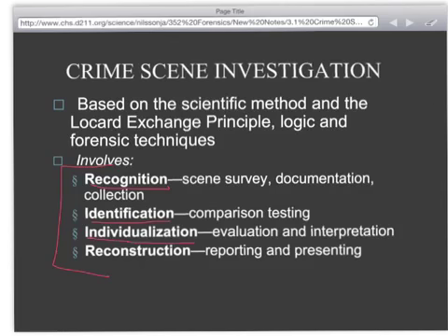Individualization then is taking those results and seeing if you can start to tie them back to a single source or piece of evidence, such as a suspect. And then finally is reconstruction. This is what's going to happen when an expert is called to testify in court. They're going to be asked to present basically a reconstruction outline, and I will be asking you to do those throughout the course. A reconstruction is reporting the evidence and then presenting what that evidence suggests has occurred at the crime scene.